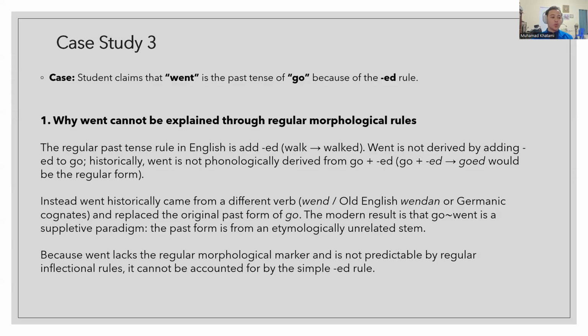Instead, went historically came from a different verb, which is wend, that came from the Old English wendan or Germanic cognates, and replaced the original past form of go. The modern result is that go-went is a suppletive paradigm. The past form is a form of an etymologically unrelated stem. Because went lacks the regular morphological marker and is not predictable by regular inflectional rules, it cannot be accounted for by the simple -ed rule.